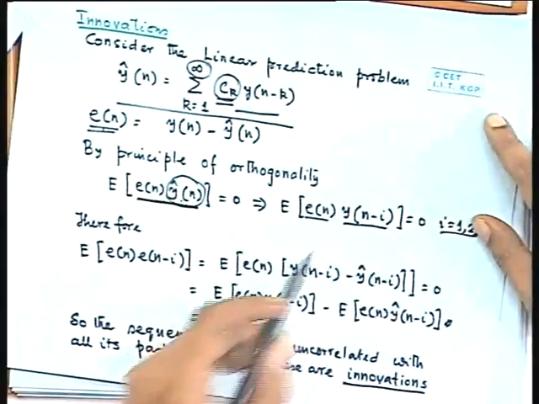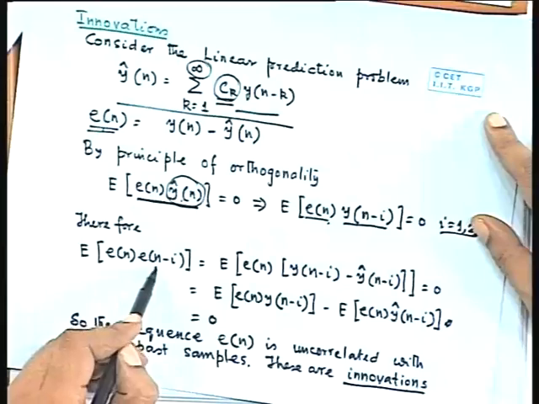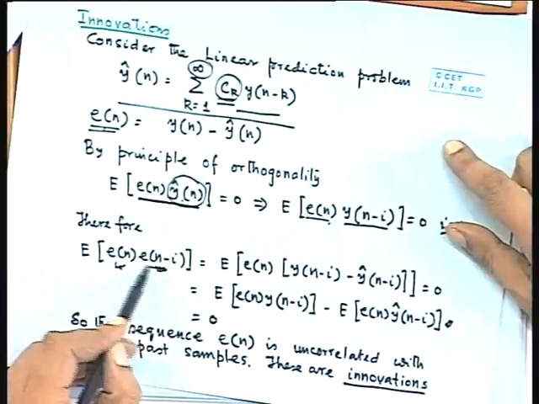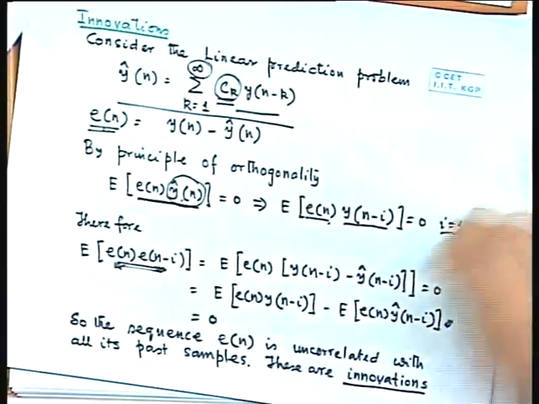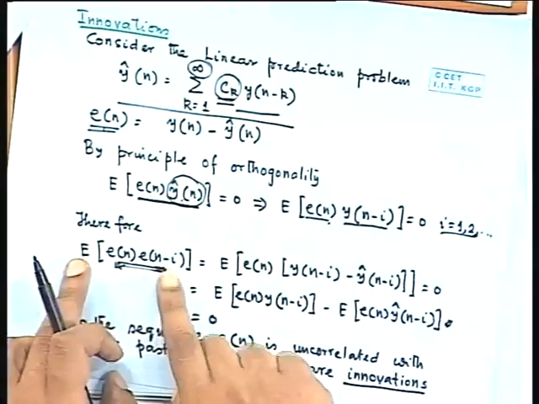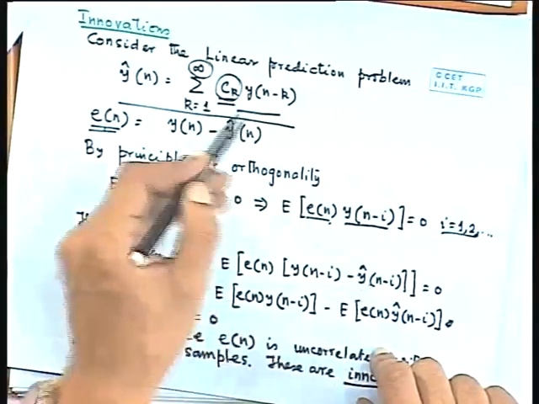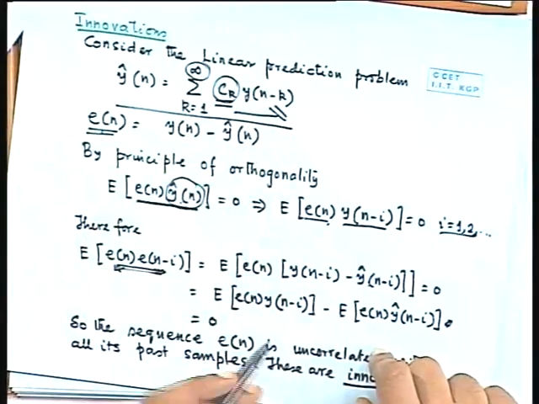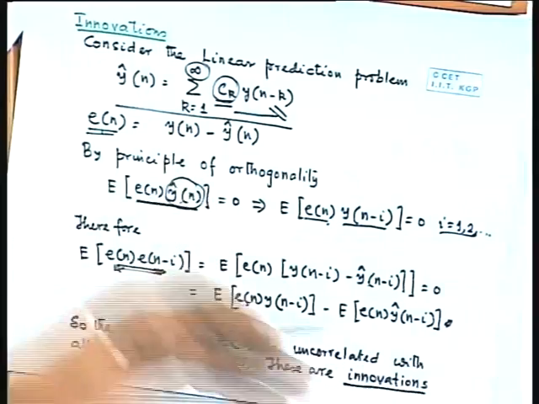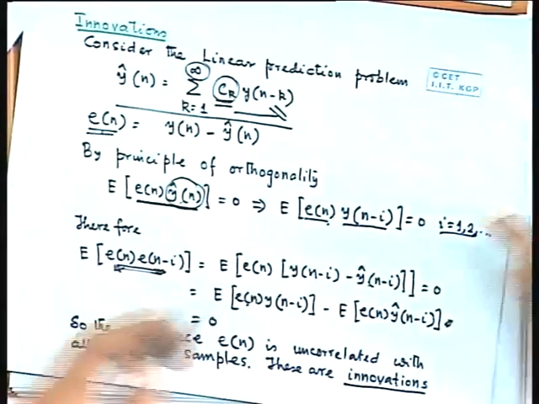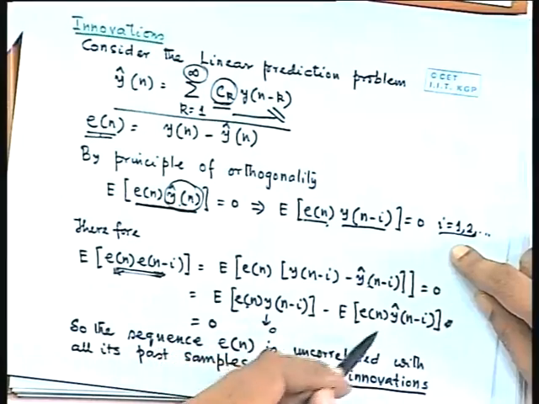If you have this, then you can also say that all the errors are mutually uncorrelated. At each instant you are getting an error: y1 minus y hat 1 is e1, y2 minus y hat 2 is e2, and so on. So you are getting e sequences. Now these e sequences are mutually uncorrelated, because what is the expectation of en into en minus i? That is en into yn minus i minus y hat n minus i, that is the definition, and y hat n minus i has again been generated from the past samples, but en is uncorrelated with all past samples. So therefore this term is also 0 and this term is also 0.